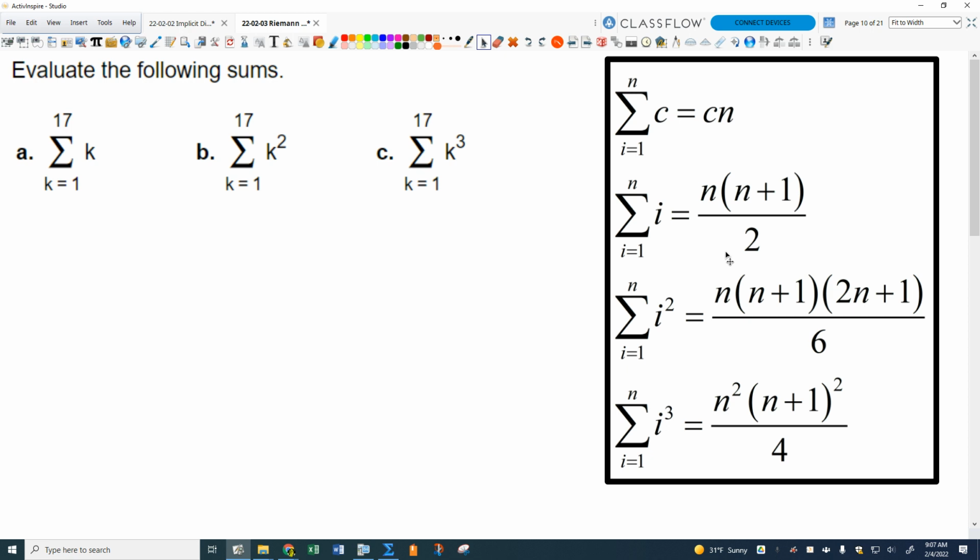From there on out, it gets a little more complicated. So the sum of i as i goes from 1 to n, and you could use k's instead of i's, is just n times the quantity n plus 1 over 2.